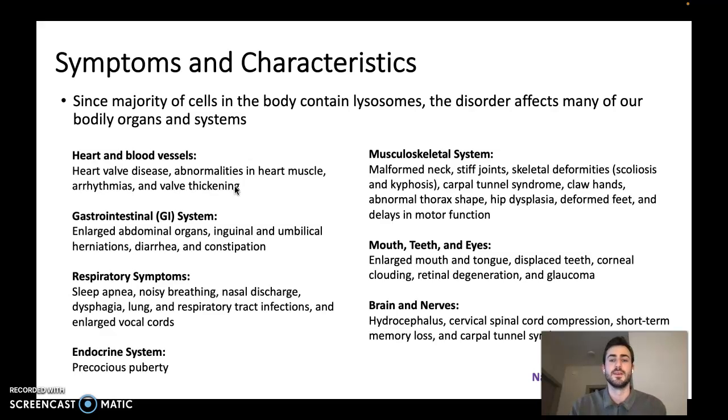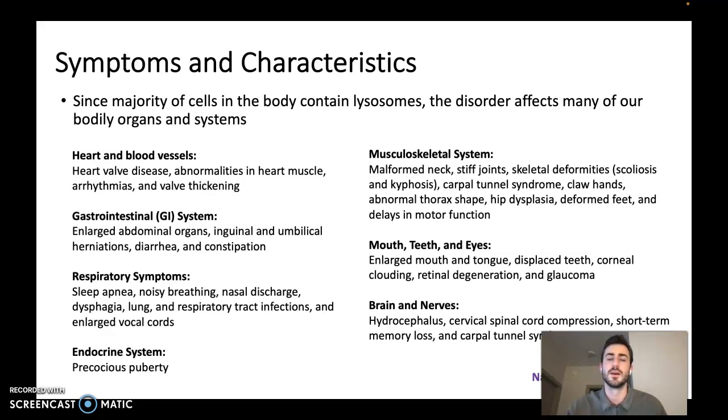So I wanted to talk about each one and what the associated symptoms are. With the heart and blood vessels, you get heart valve diseases, abnormalities in heart muscle called cardiomyopathies, and abnormal heart rhythms, or arrhythmias. And then you get valve thickening, which can also be tied back with the heart and valve disease. Then the GI system, you get enlarged abdominal organs, primarily the spleen and pancreas. You get inguinal and umbilical herniations, diarrhea, and constipation. Respiratory symptoms include sleep apnea, noisy breathing, nasal discharge, and dysphagia, which means difficulty swallowing.